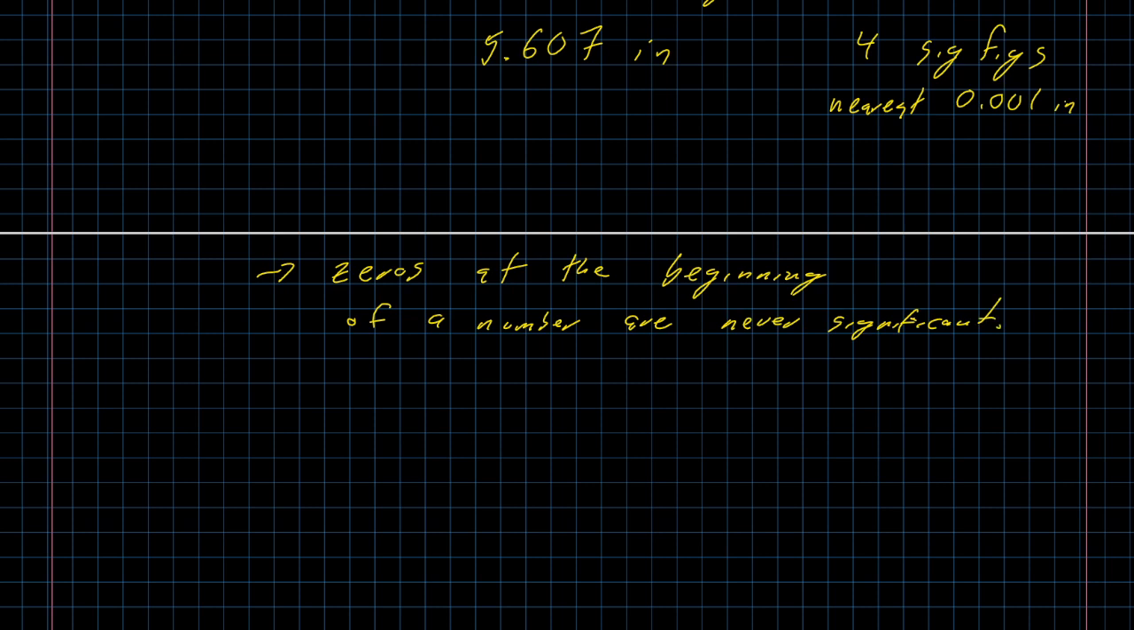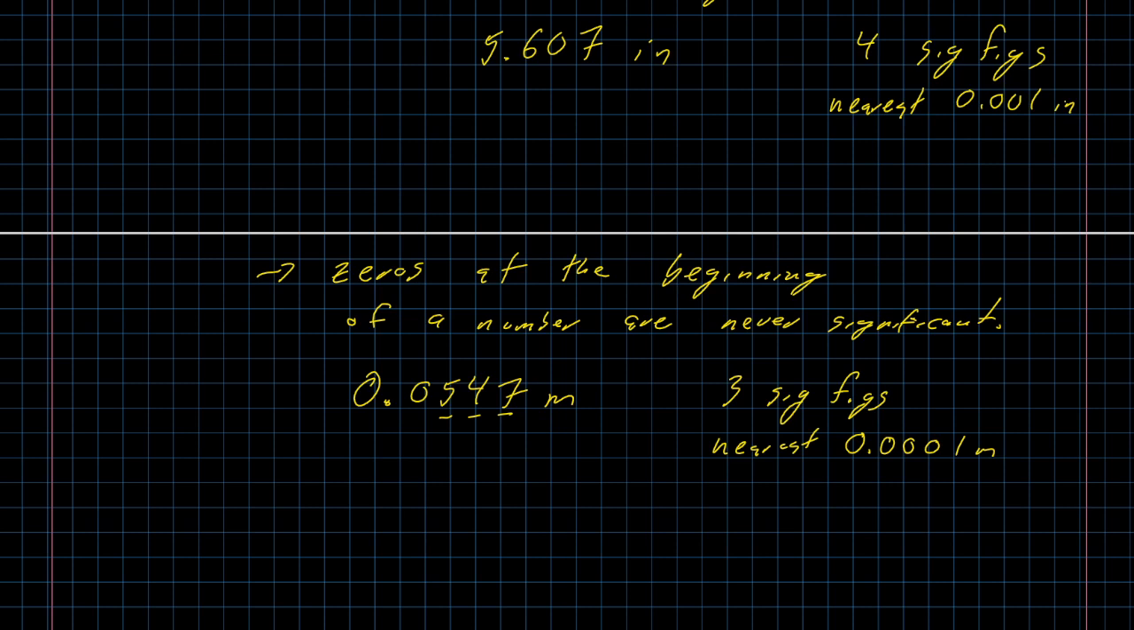Zeros at the beginning of a number are never significant. So if I have something like 0.0547 meters, the zeros at the beginning of this number are not significant, and these 3 digits are. So this has 3 sig figs and is precise to the nearest, what is that, a 10,000th of a meter.